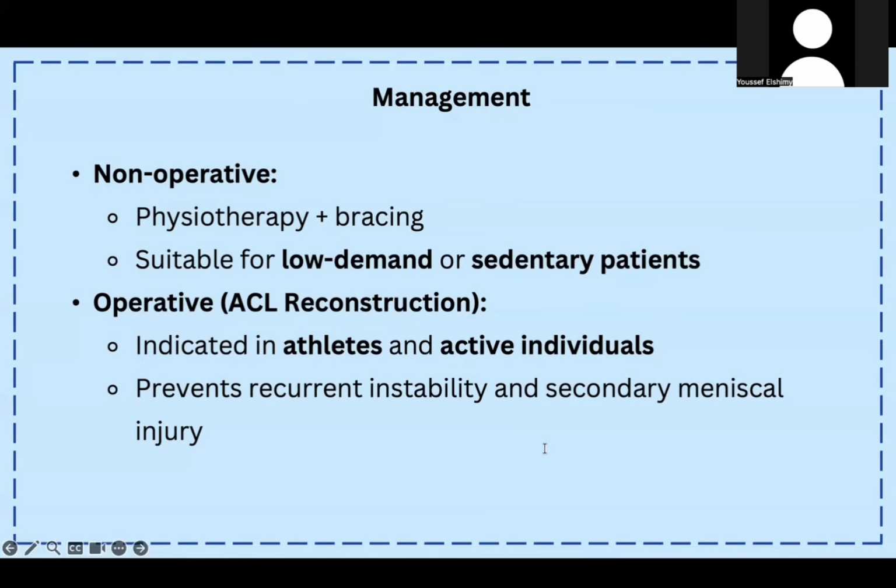But in contrast, the definitive treatment is surgical reconstruction of the ACL. And it is actually recommended for athletes as well as physically active individuals. So what does the surgery do? The surgery aims to restore knee stability. It also prevents recurrent giving way episodes. It protects the menisci, and it also reduces the long-term risk of early osteoarthritis.